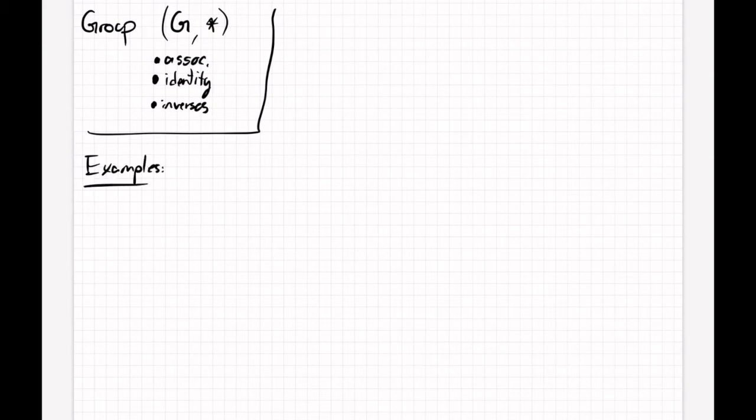So there are two examples that we've sort of already talked about. One is the real numbers with the addition as the operation. Another one is the real numbers minus 0, and by minus I mean set difference. Real numbers minus 0 with the multiplication. Maybe I'll write multiplication as a dot. Sure, why not?